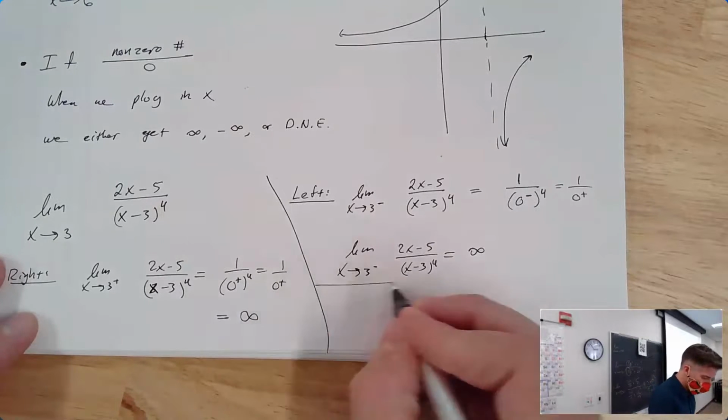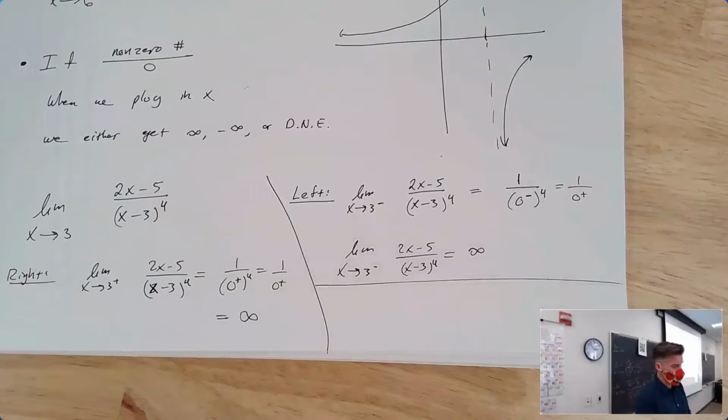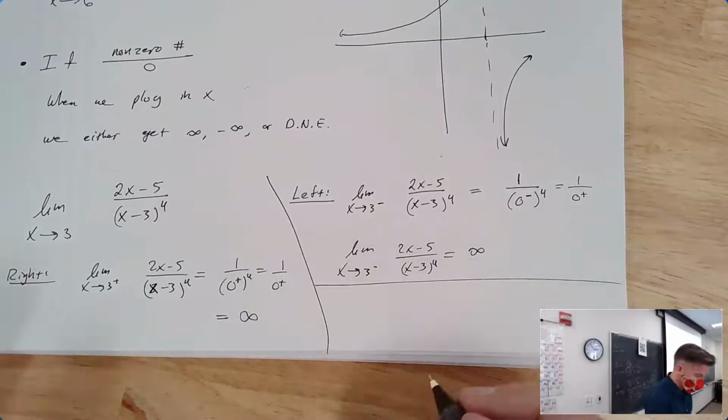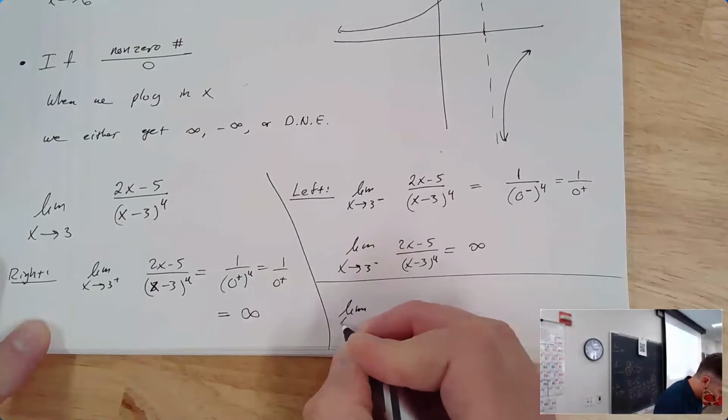So what's the overall limit from both sides? Does it exist, or I should say, that's the wrong question to ask. What's the overall limit for both sides? It is positive infinity.